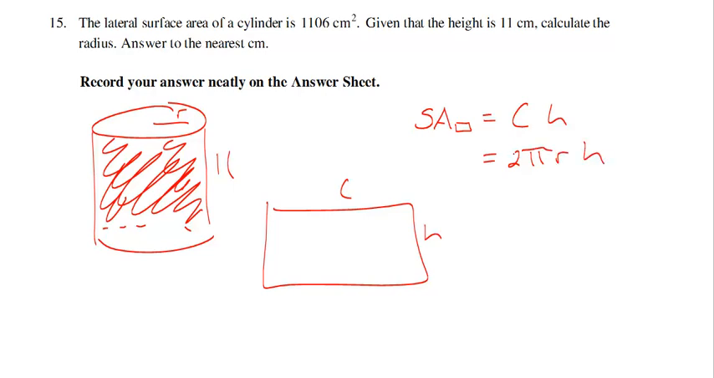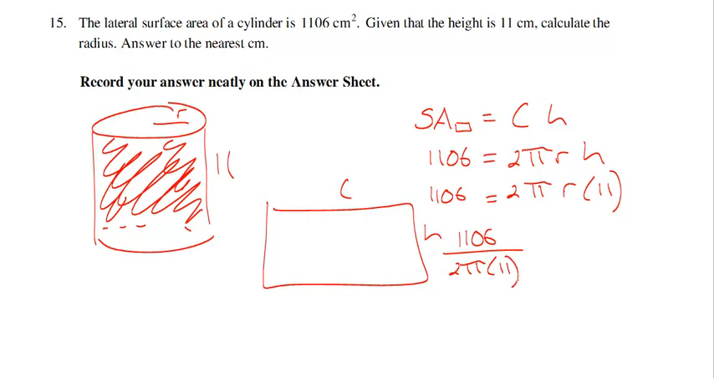We know what the surface area is. They told you it's 1106, and that's going to be equal to 2 times pi times the radius. The radius is what we're looking for, and then we have the height right here, 11. If we want to isolate the radius, I'm going to take the 1106 and divide it by 2 times pi times 11, and that should be equal to your radius.